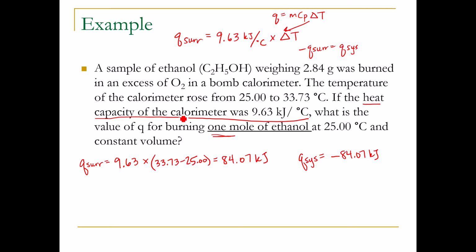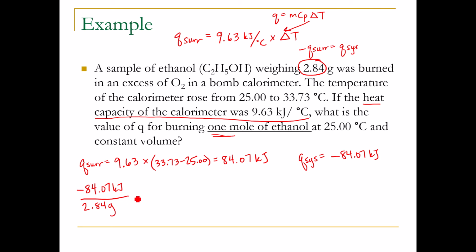Now it wants to know per mole. The Q we found is actually per, I'll draw the line, 2.84 grams. All right, that's how much we burned. So if we burn 2.84 grams of the ethanol again, we should see the same Q value. If I increase the amount of ethanol, I should see an increased Q value. All right, so the amount matters for the ethanol that we burn. So I'm going to write it like this. We have negative 84.07 kilojoules per 2.84 grams.